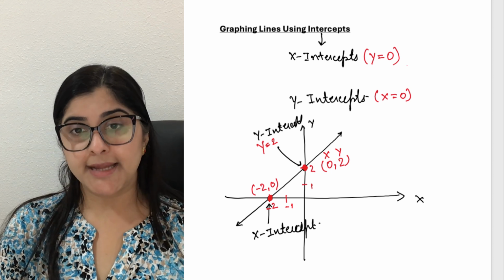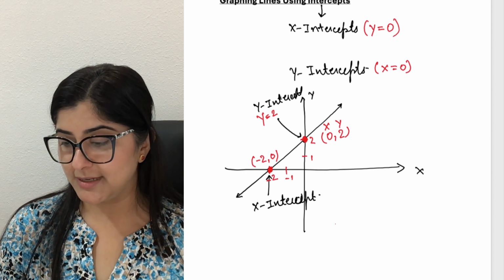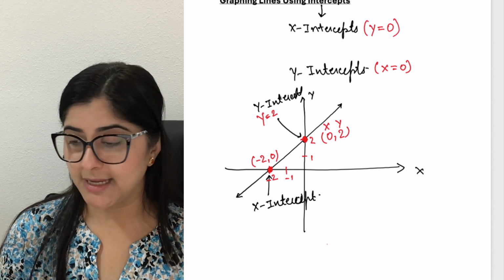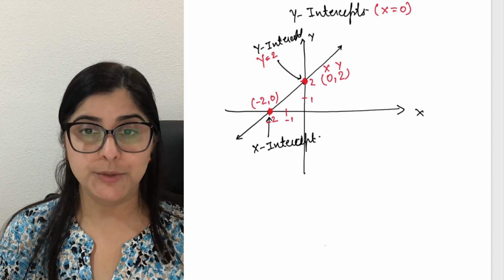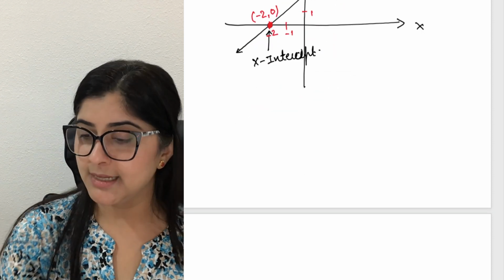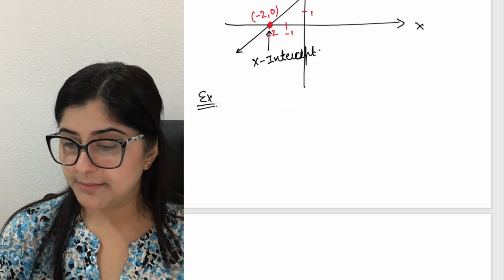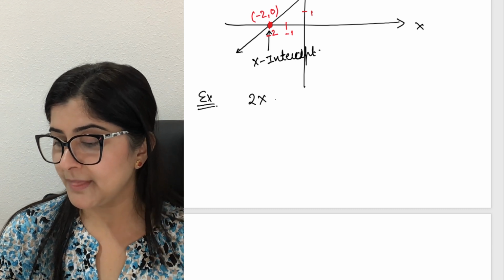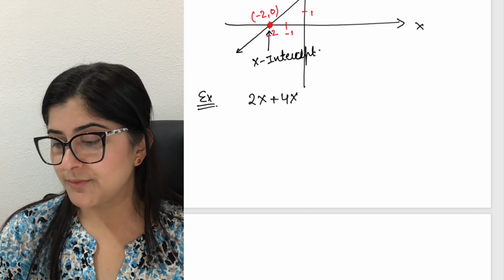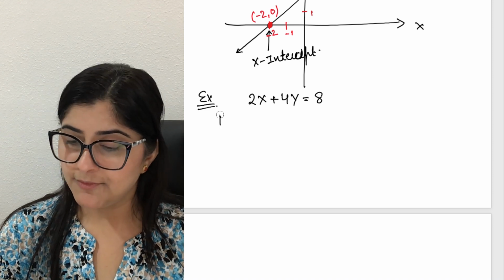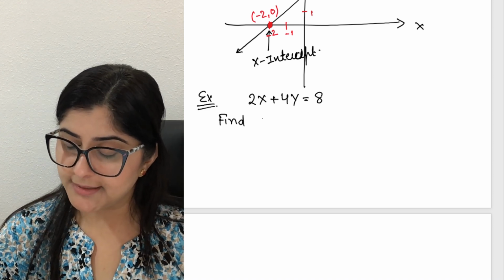Okay, so let's first find the x-intercept and y-intercept of a line when we are given an algebraic equation of a line, and then we will see how we use these x and y-intercepts to graph the line equation. So let's do this example. Suppose we are given a line equation 2x plus 4y is equal to 8. Find the x-intercept and y-intercept.